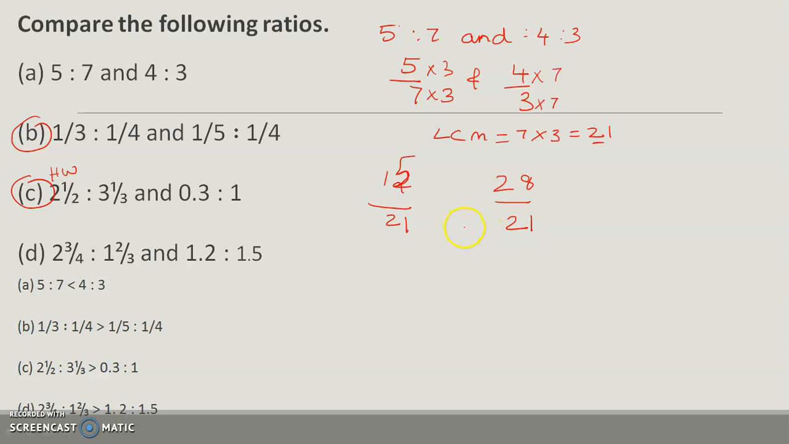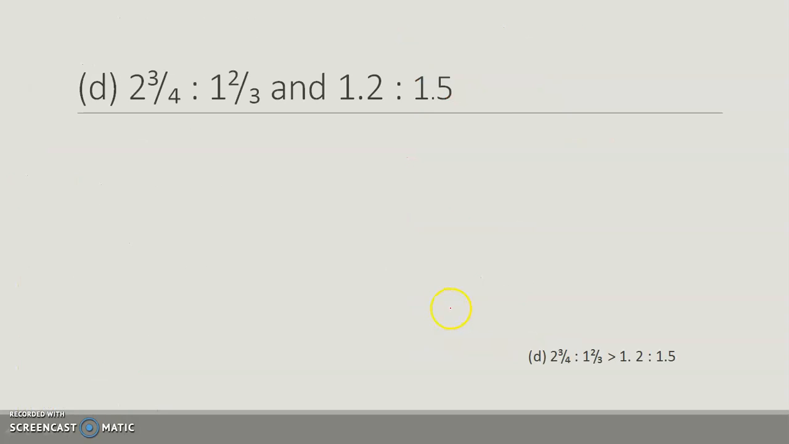And now which is greater? Yes, 28 by 21 is greater fraction. This 15 by 21, equivalent to 5 by 7, is less than 4 by 3. So again you will write it as 5 is to 7 is less than 4 is to 3. Hope it is clear. Now let us move to the next sum.